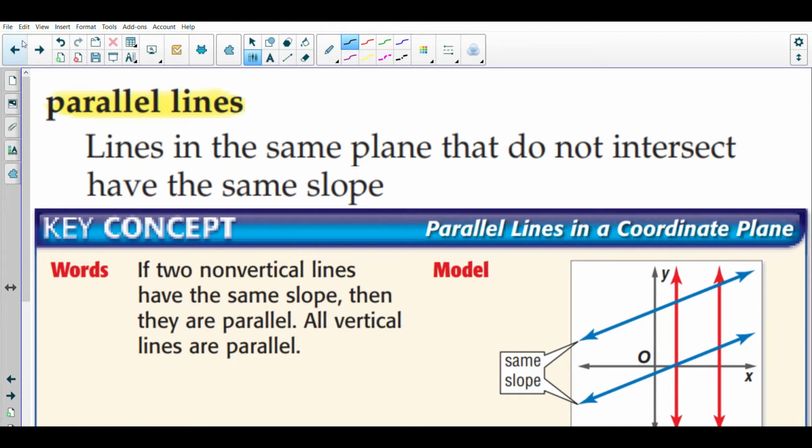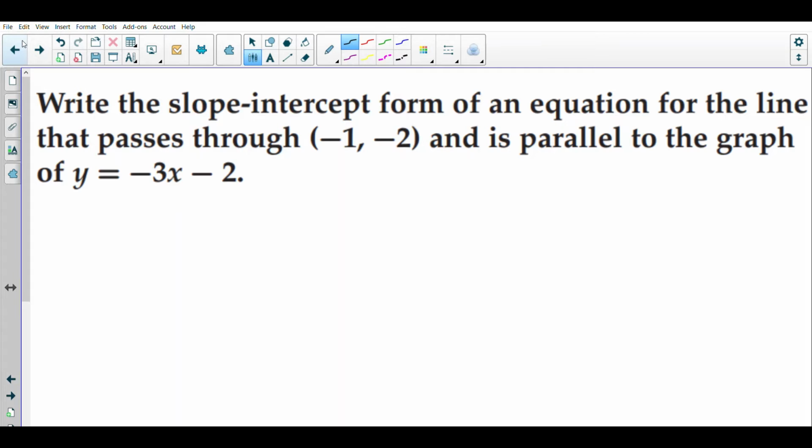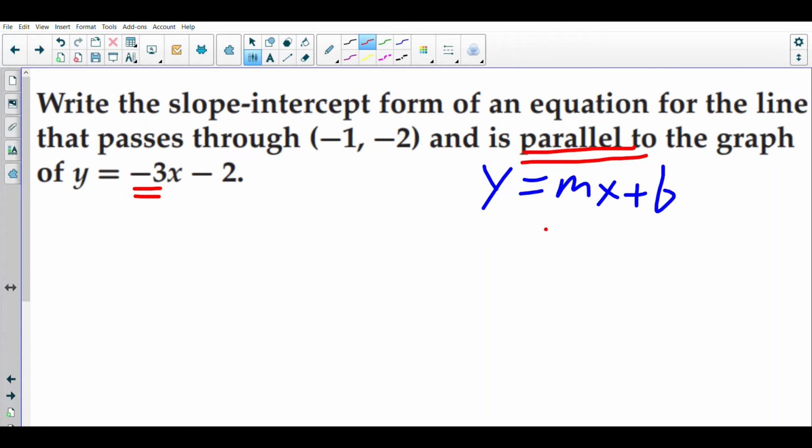So let's do a couple examples. Write the slope-intercept form of an equation for the line that passes through (-1, -2) and is parallel to the graph y equals -3x. So first off, we start off y equals mx plus b. So remember, we hear the word parallel. That means we use the exact same slope that we're given. So we plug in that -3.